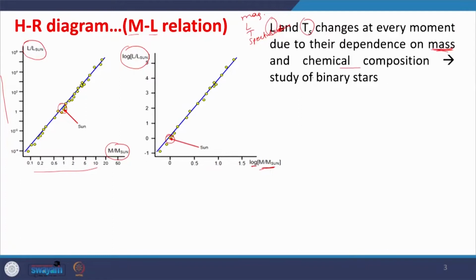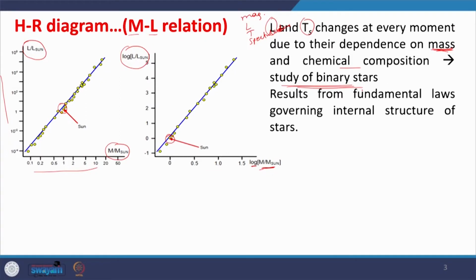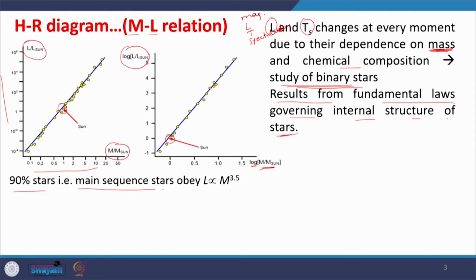Okay. And studying the chemical composition and mass can be done by studying binary stars, two stars bound because of gravitational attraction. And this ML relation results from the fundamental laws governing the internal structure of the stars, because we are considering the variation in mass and chemical composition, which is further leading to the change in luminosity and temperature. Now, 90% of stars, that means mainly main sequence stars, obey this kind of relation. Now, this tentative number you have to remember.